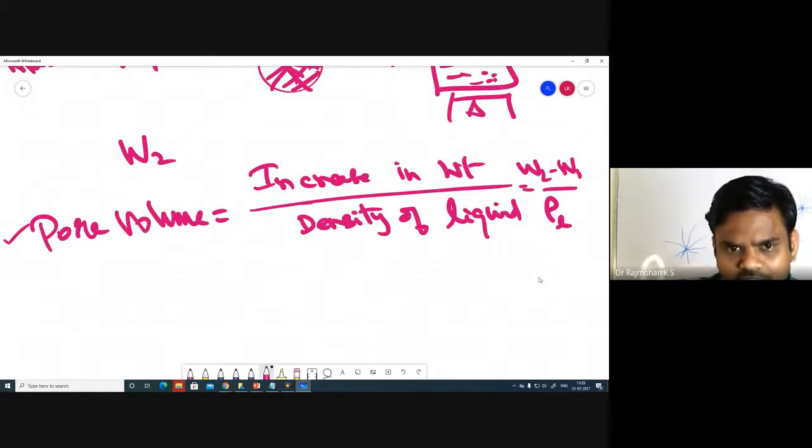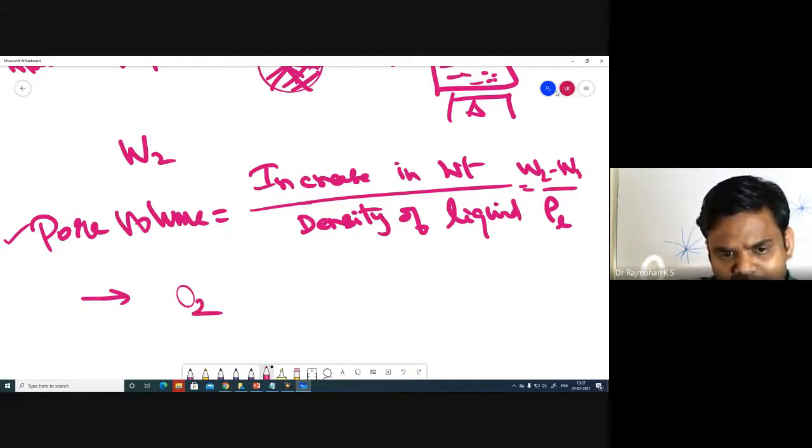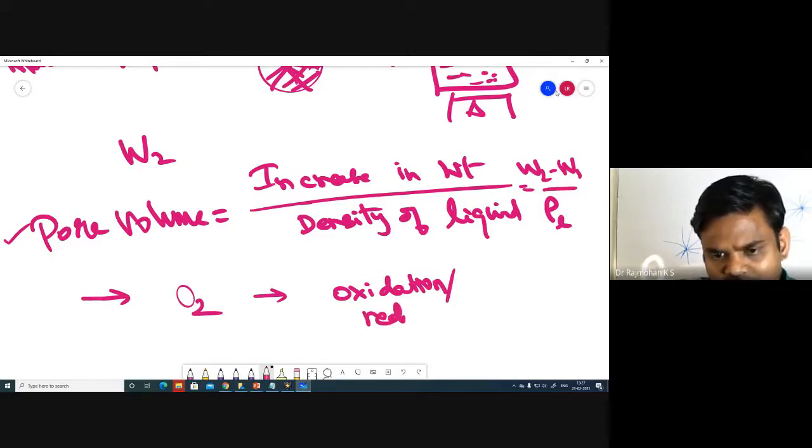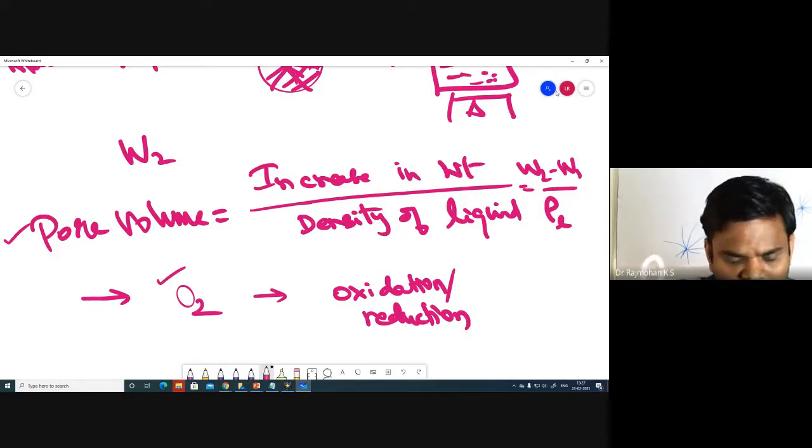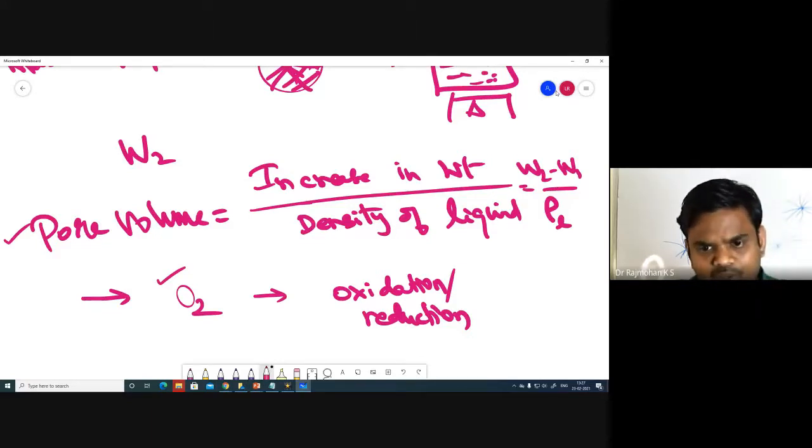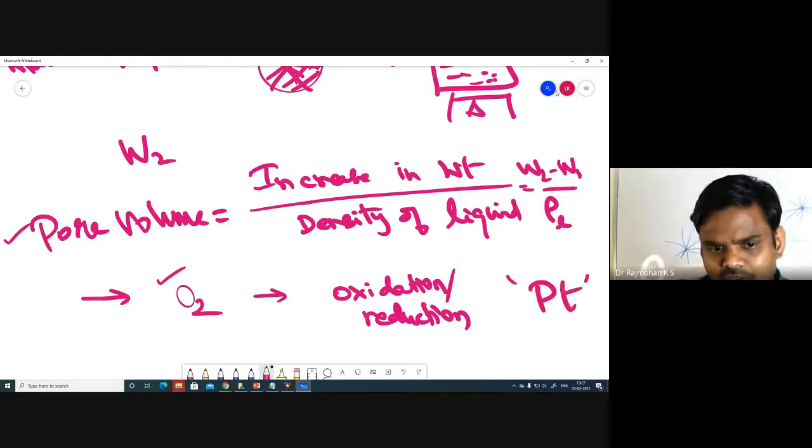I already defined what porosity is. Based on the porosity, and as I also mentioned, some catalyst materials will readily adsorb oxygen, so those materials are preferred for oxidation and reduction reactions. The reverse of oxidation is reduction. If a solid catalyst readily adsorbs oxygen, it is used for oxidation or reduction. For example, platinum. Platinum is a good catalyst for oxidation or reduction reactions, because oxygen gets readily adsorbed on the surface.